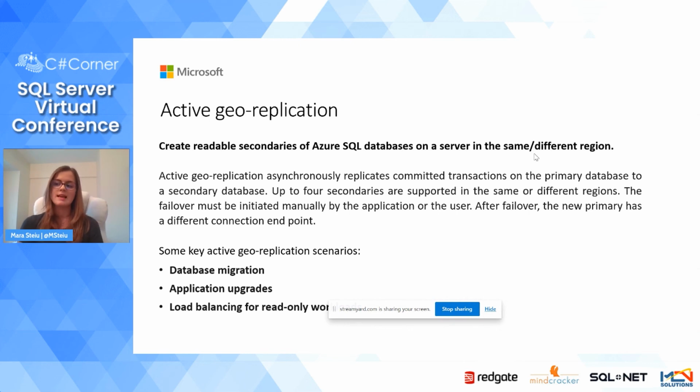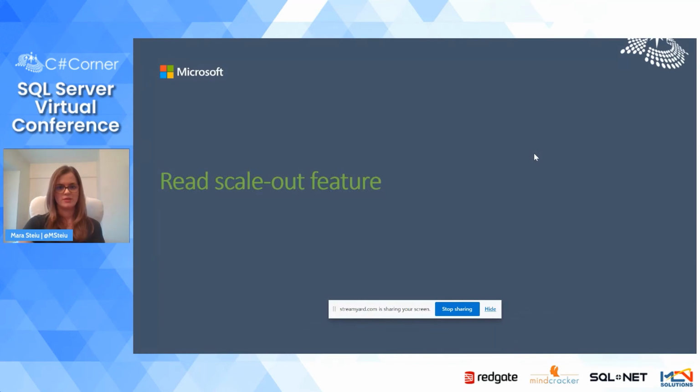Some specific scenarios: you might use this for database migration. You can use it to migrate a database from one server to another online with minimum downtime, and for application upgrade. For instance, you can create an extra secondary as a failback copy during application upgrades, and you can also use it for load balancing read-only workloads, which we discussed a few minutes earlier. This is not supported on Azure SQL MI. So if you are looking for Azure SQL MI, you might want to look into auto-failover groups, and that's pretty much it for active geo-replication.